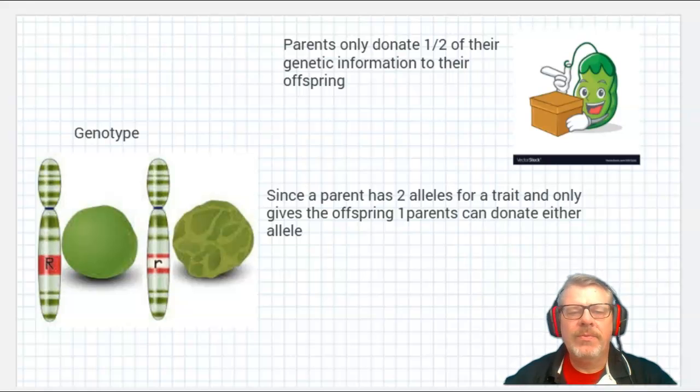Okay, so a parent donates half of their genetic information. A Punnett square is used to determine which half could possibly be donated. Each parent has two different alleles. This one has a capital R and a lowercase r. It's possible that this allele gets donated to the baby, or it is possible that this allele gets donated, but the parent is not going to give you both of them. Mom gives you one and dad gives you one, so then you have a complete pair.